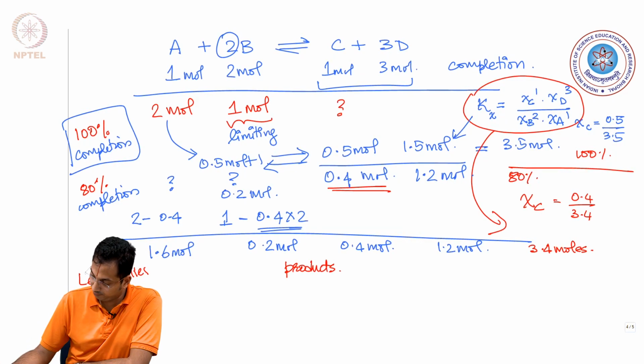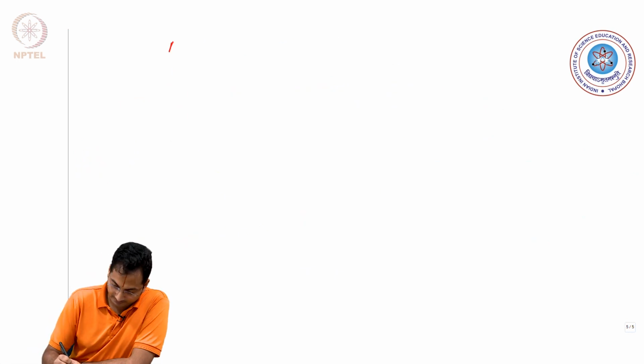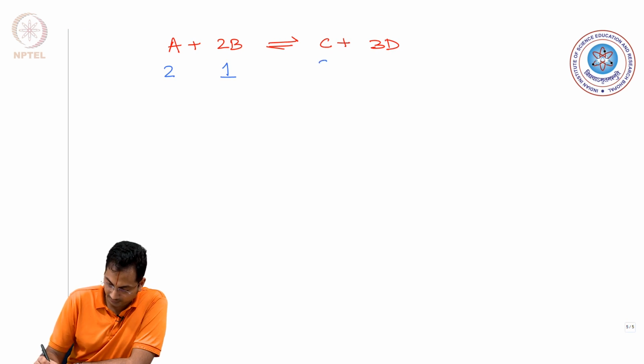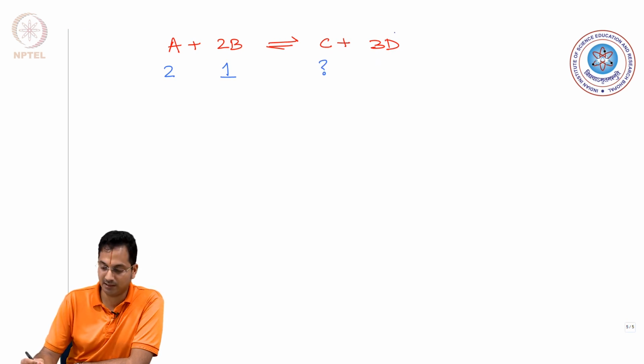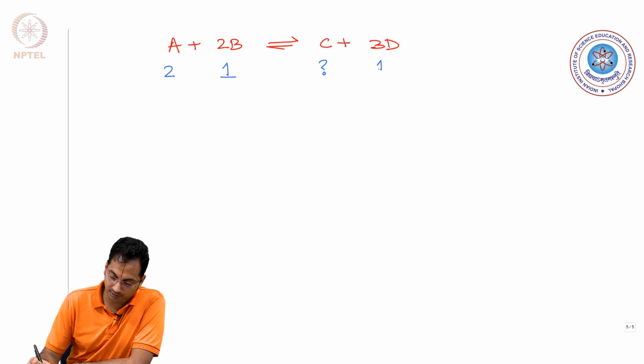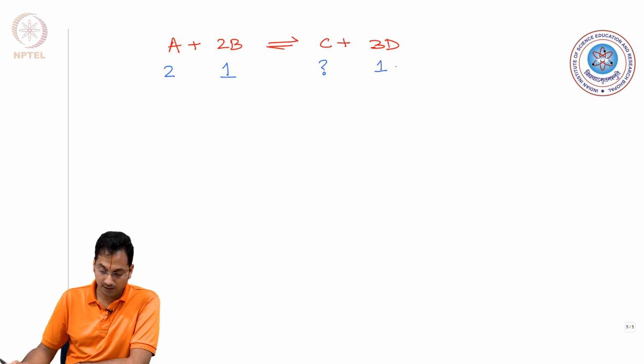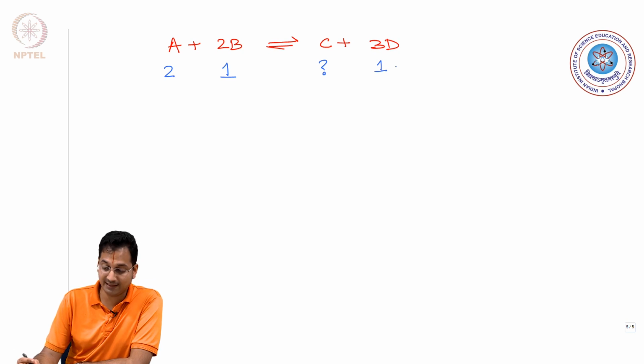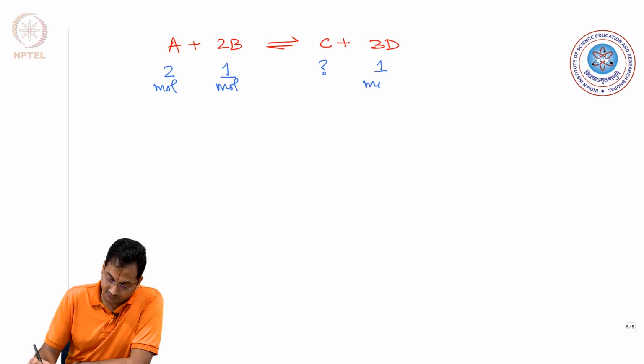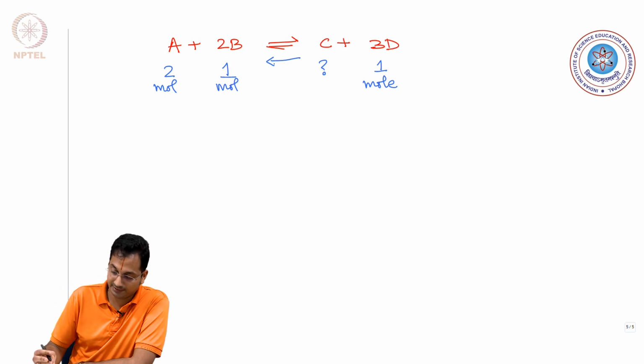So, let us write the reaction again. 1A plus 2B gives C plus 3D, and we took the example of having 2 moles here, 1 mole here, nothing of C. Now, let us take for an example, you already had 1 mole of D that you have already provided. So, what this will end up doing is it is going to push the reaction more towards the reactants.